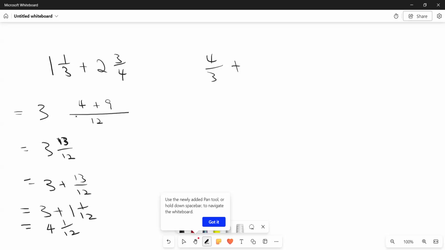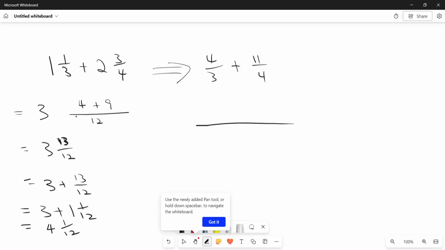Alternatively, we can change these into improper fractions as you see here, right? 1 and 1/3 is 4 over 3. Get that by multiplying the 3 by the 1, adding the 1 on top here. You get 4 over 3 plus 2 and 3/4. 2 by 4 is 8 and 3, 11 over 4.